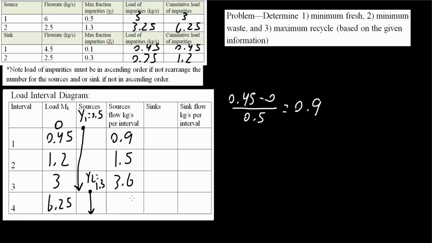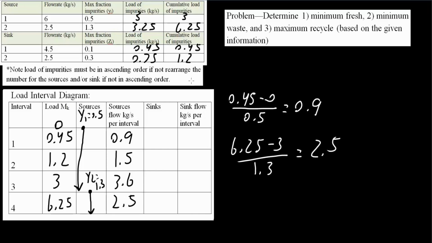Okay, the next one right here is a little bit different because, see, the arrow stops for y1, and we have to use the y2 arrow. So we say 6.25 minus 3 divided by 1.3, and we would get 2.5.